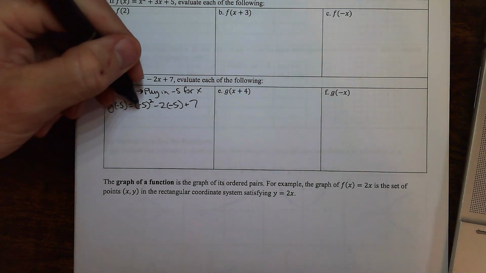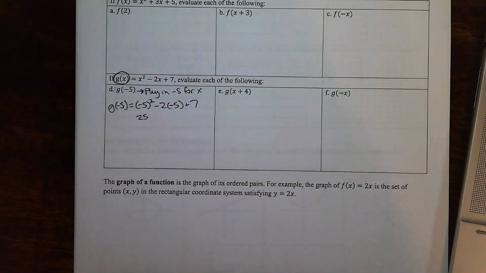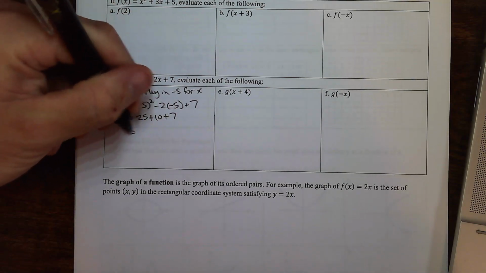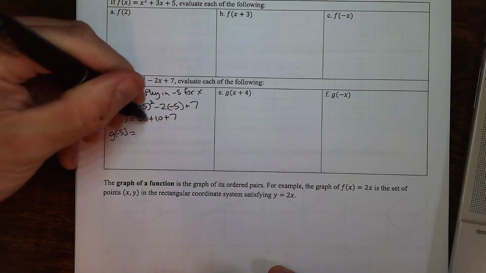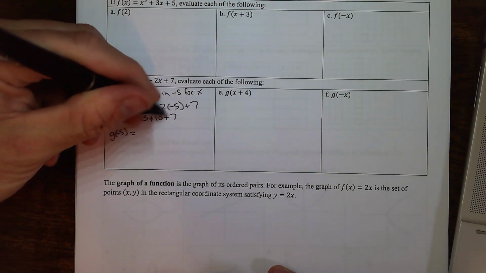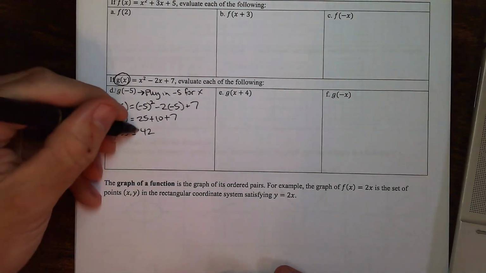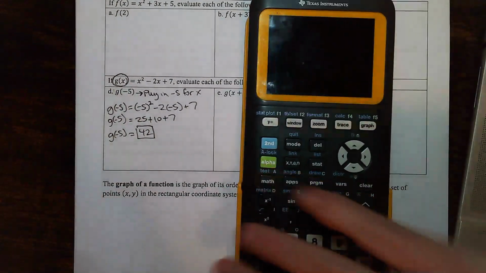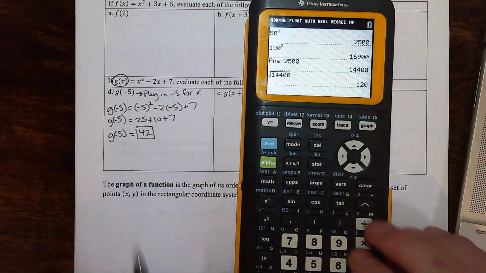Negative 5 squared, negative 5 times itself again, negative 5, which is 25. Negative times a negative is positive, so negative 2 times negative 5 is positive 10, plus 7. So g of negative 5, I'll write that again here. 25 plus 10 is 35. 35 plus 7 is 42. So all you're doing here is you're finding out whatever the expression simplifies to on the right, your answer. You're not trying to separate those. This is just how you write the expression.